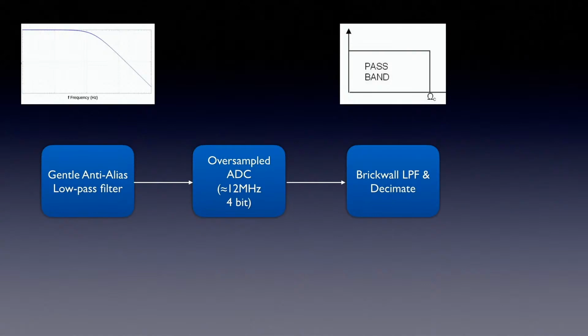And then we're going to trade and we're going to decimate. Decimate means we're going to come back down in frequency from that 12 megahertz down 256 times to 48K. And we're going to end up now at a 48K signal.